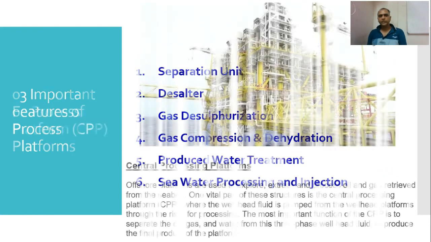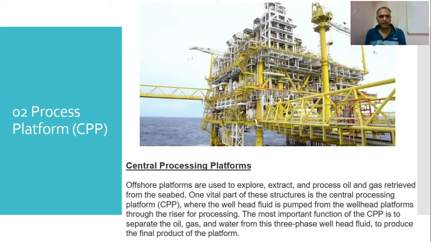Okay, so now we will see this central processing platform. I will read this out for you. Offshore platforms are used to explore, extract and process oil and gas retrieved from the seabed. One vital part of this structure is the central processing platform, that is the CPP, which we can see.